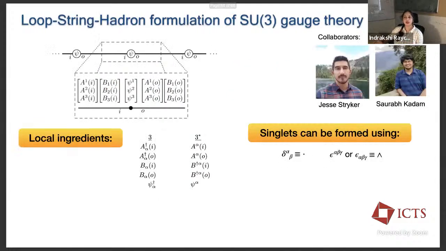Now as we include matter, the picture remains very similar to what we had for the SU2 case. The difference is that here you have more species of bosons. You have one triplet, one anti-triplet, and the same for the other side of the link as well. So if you look at the local ingredients that you can have in general, this is a list of the ingredients, but still you can form singlets either by taking a symmetric combination of them or by taking an antisymmetric combination of them. So you can exhaust the list of forming the singlets.